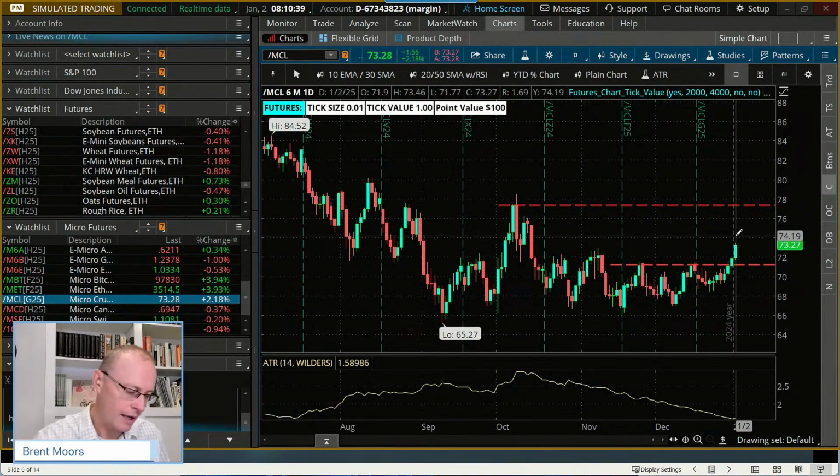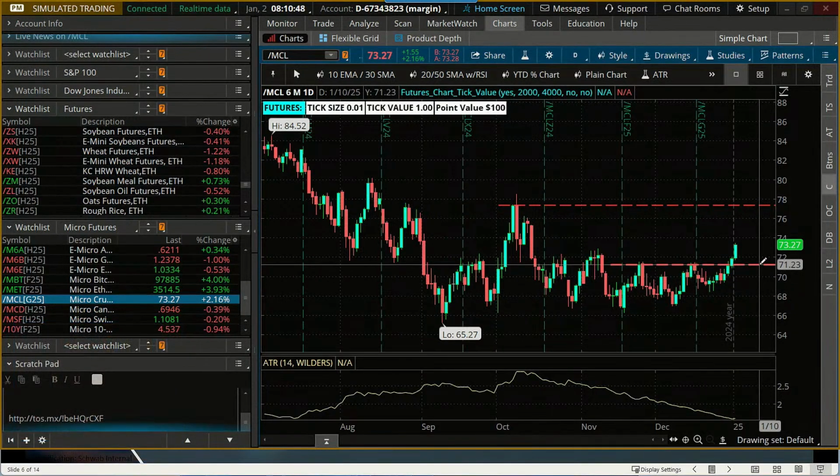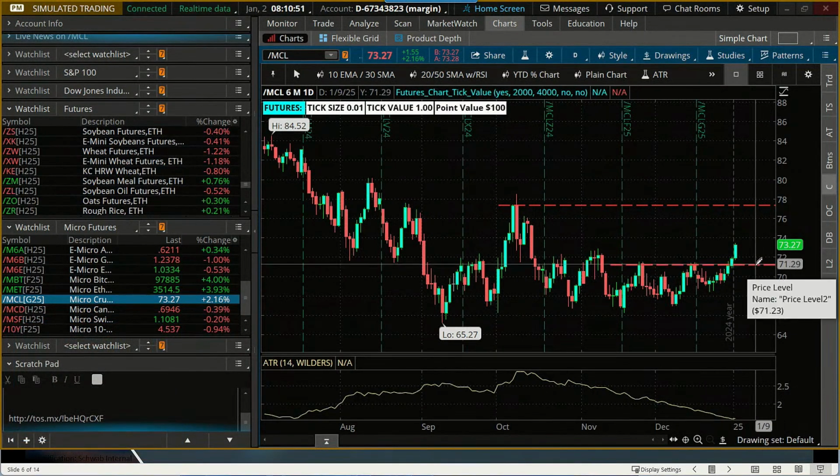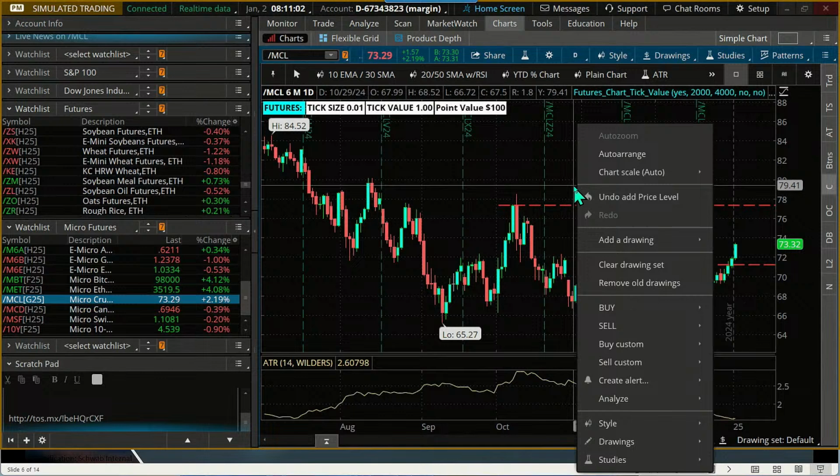So what I'm going to do is put this trade in. Just want to demonstrate a short trade here. I'm going to put in my target price right down here, which is 71.23, is where I drew my line. And so if I want to put in a short contract, I would simply right-click on this. I'm going to sell, but I'm going to do a sell custom with an OCO bracket, okay?